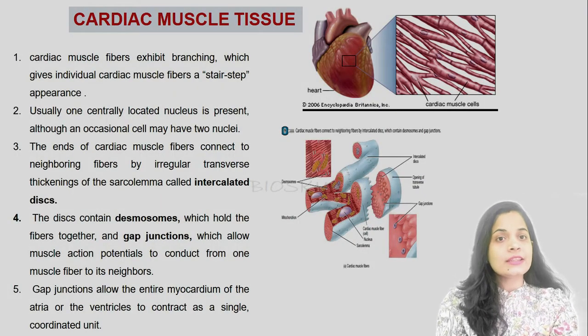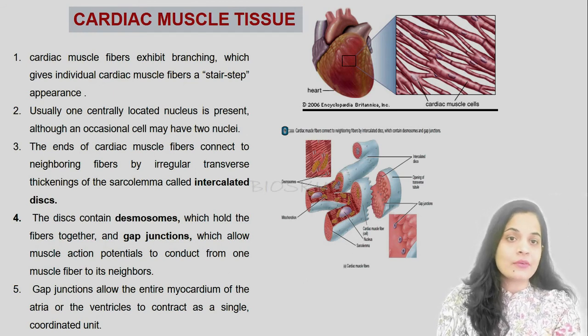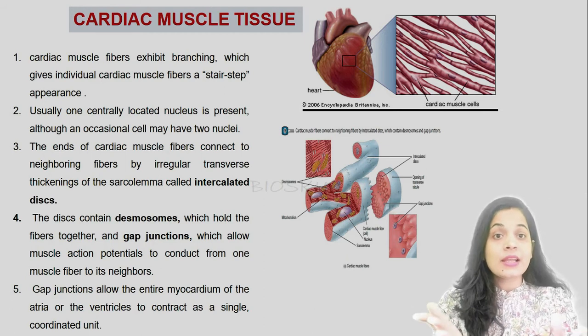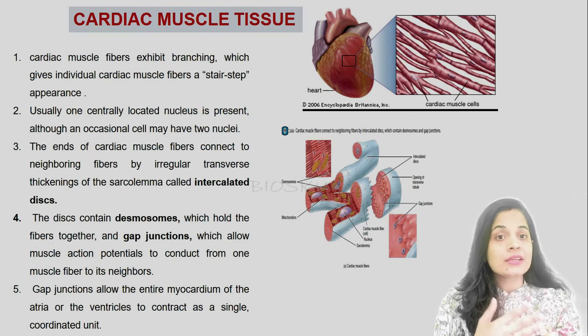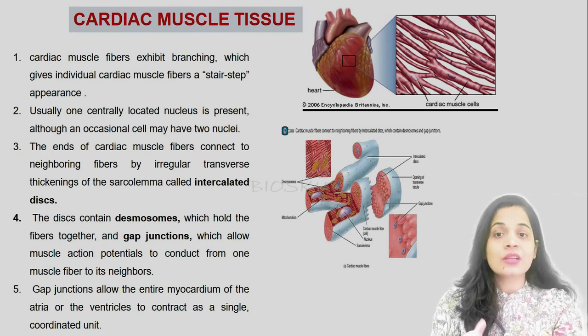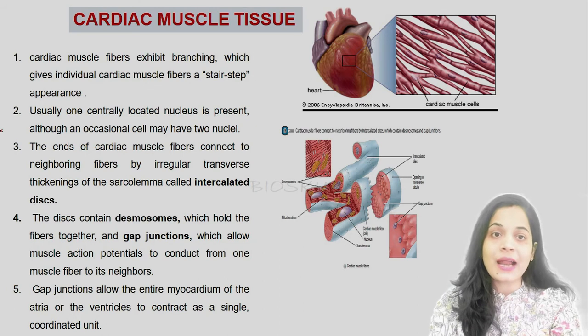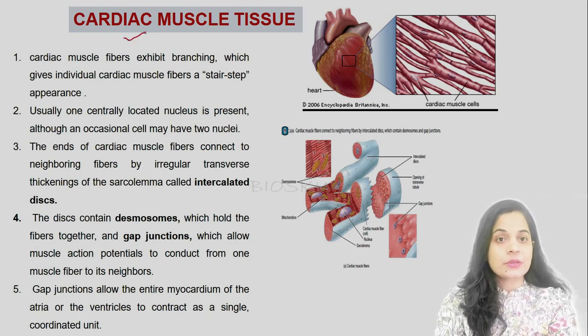You know, there are three types of muscles present. One is known as skeletal muscle, the second is cardiac muscle, and the third is smooth muscle. Cardiac muscle, as its name indicates, is found in the heart. As we are discussing the cardiovascular system, we will discuss the cardiac muscle in detail. So let me tell you some points regarding the cardiac muscle.